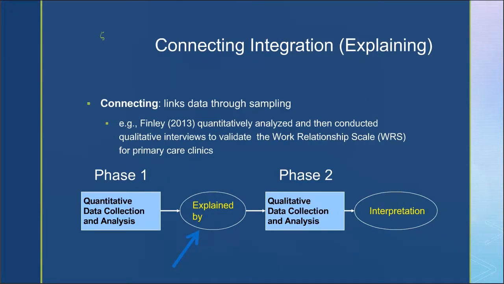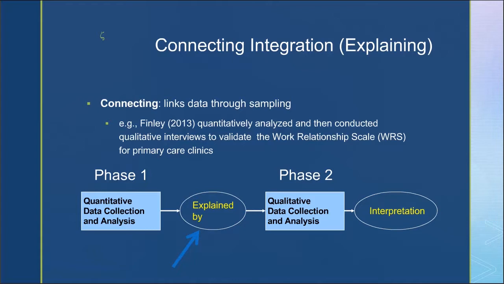So connecting integration, we might think of our goal as explaining, perhaps. So in connecting, by definition, and definition is that article I mentioned earlier by Fetters, Curry, and Creswell, we're linking data through sampling. So by that, I mean that based on the results of one form of data, and typically it's based on the results of quantitative data, we are going to pick a purposeful qualitative sample for a follow-up.